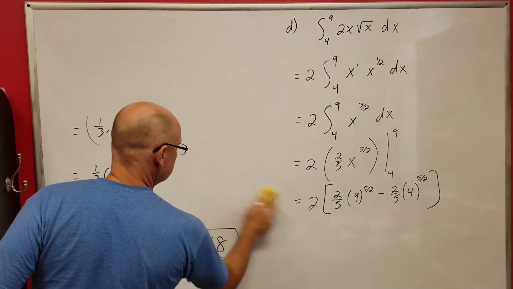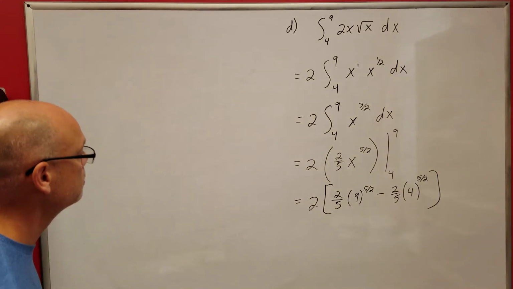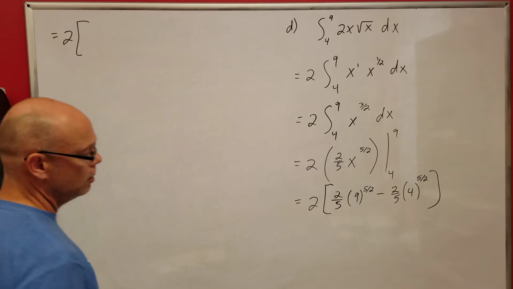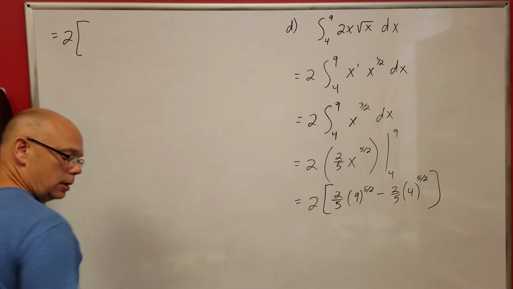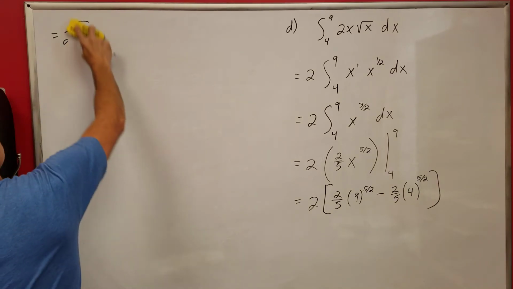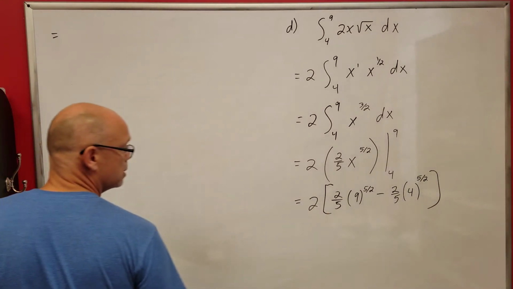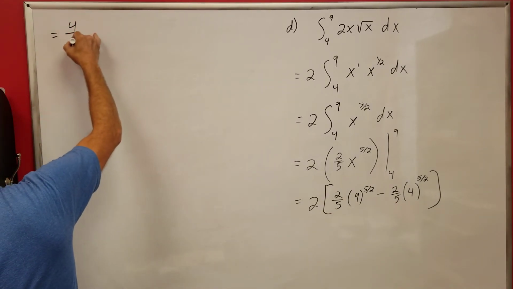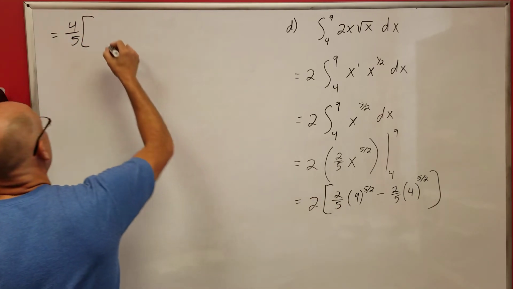Let's see. So I'm going to have a 2 out front. Now, we have 2/5 there. Actually, I'll tell you what, let's go ahead and factor it out now. Let's factor this 2/5 out from here and here, okay? Bring it with the 2. So that'll give me 4/5. Then on the inside, I'm going to have 9 to the 5/2.